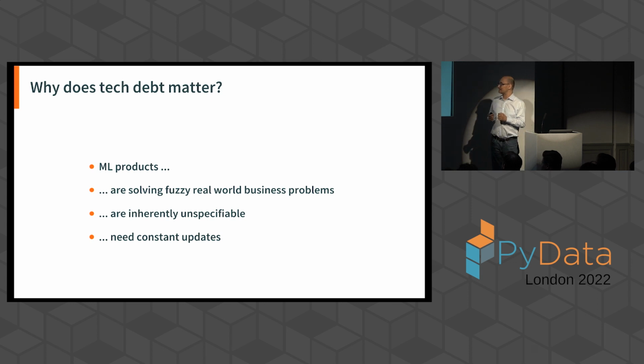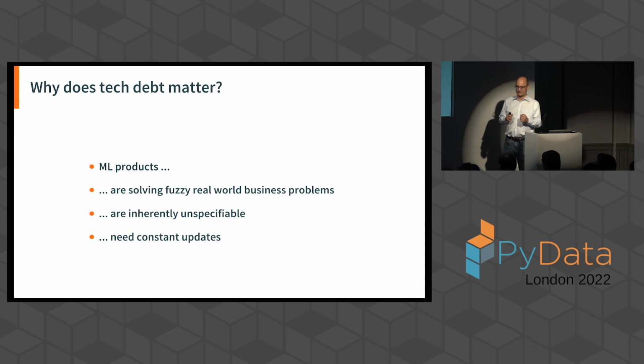Why does technical debt matter? ML products usually solve complicated business processes that are very fuzzy in nature. They're not described by rules. They are described by edge cases and ad hoc rules of thumb. And this is why rule-based systems are usually not a good baseline for machine learning products.